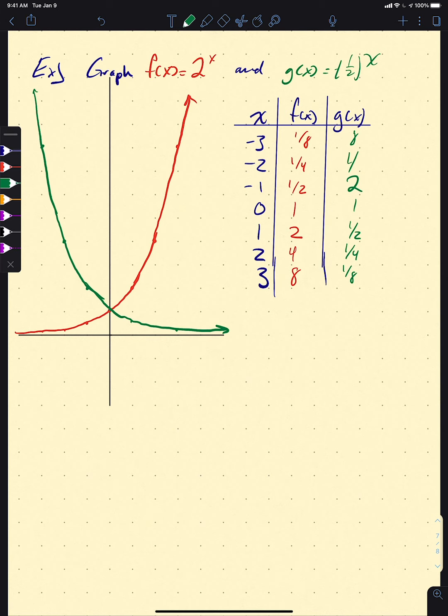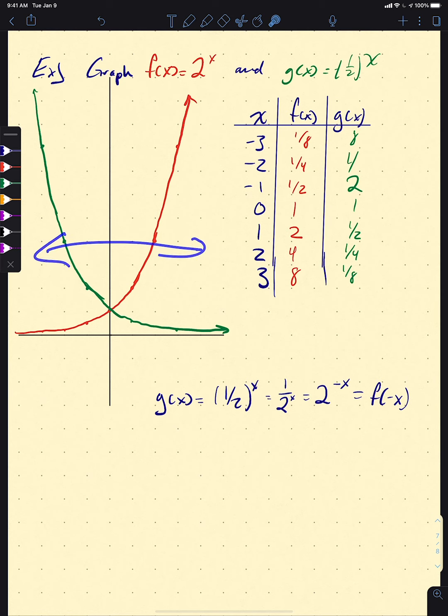And think about why this is, right? Let's take our g of x, which is (1/2) to the x, right? Which if we distribute in that x, that's 1 over 2 to the x, which is 2 to the negative x, right? Which is f of negative x. And if you remember our function transformations, doing a negative x like this flips us over the vertical axis like that, okay?